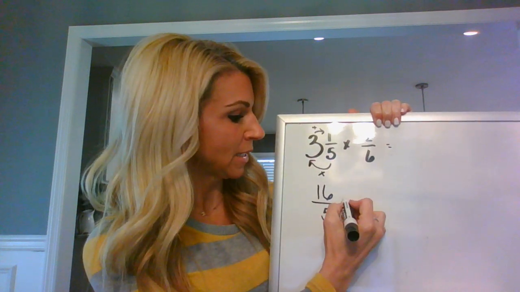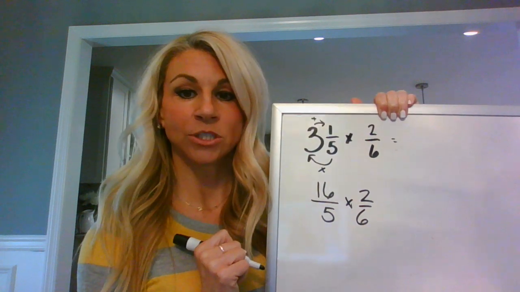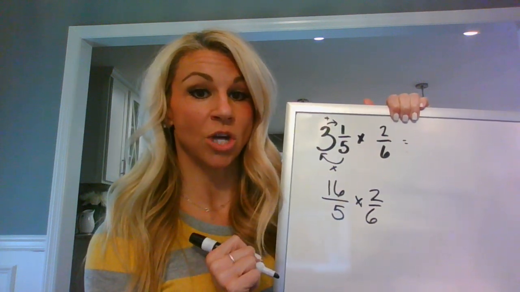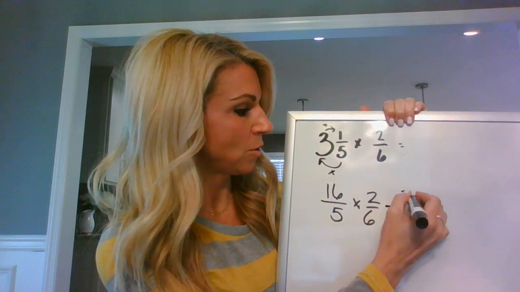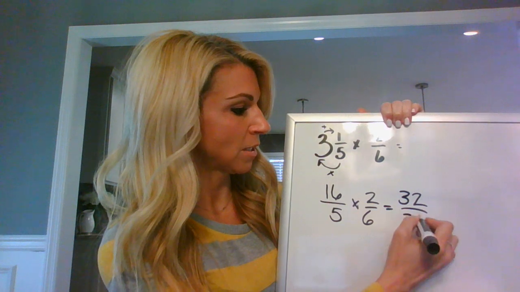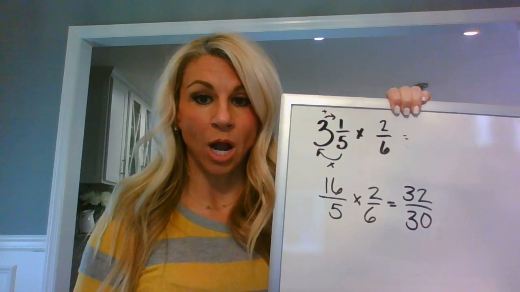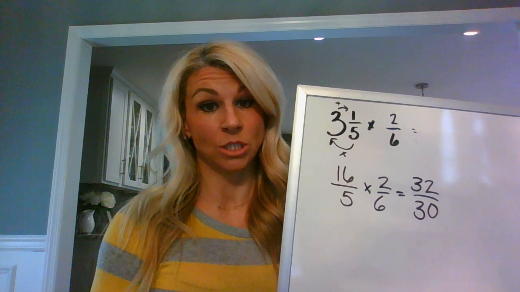And then we're just going to bring down the other fraction, times 2/6. Okay, now we're just going to do what we already know, which is multiply straight across. So 16 times 2 is 32. 5 times 6 is 30. Okay, now we have an improper fraction answer. So we're going to have to turn this improper fraction back into a mixed number and also possibly reduce it.